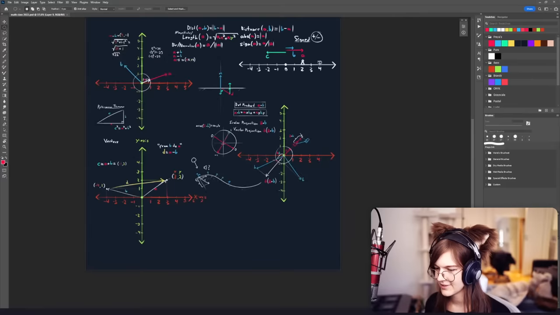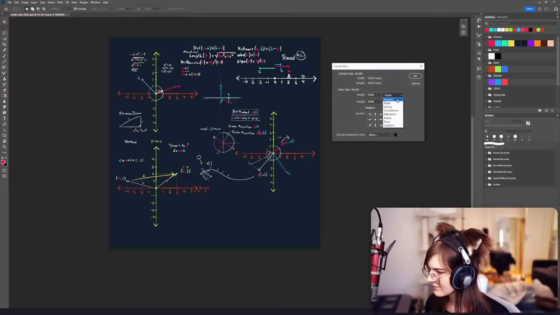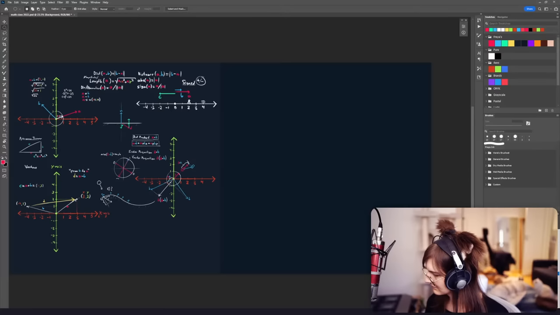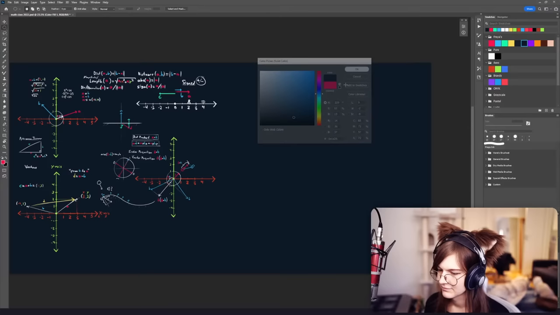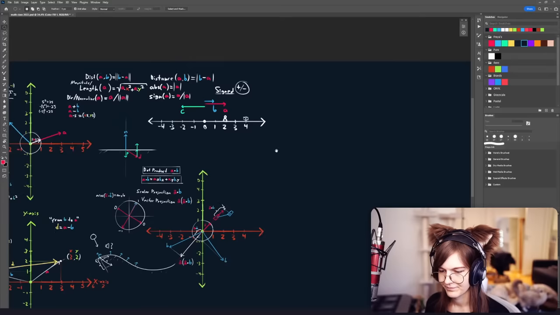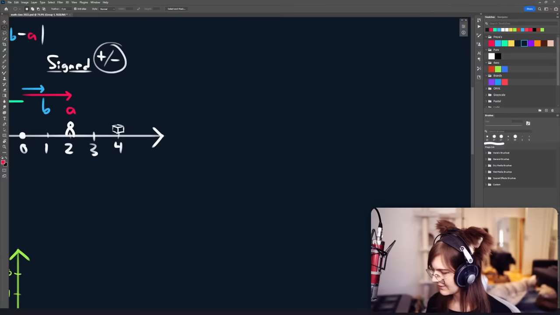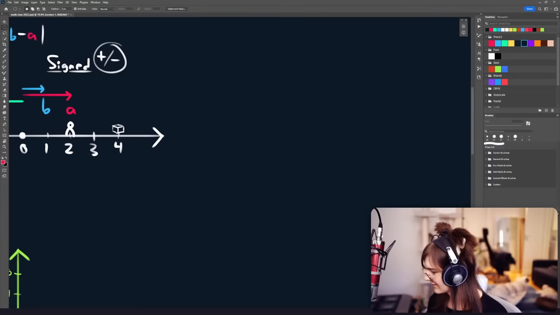We also need a bigger canvas. Where's the solid color? There we go. This is a good background color. Okay. I need to organize this a little bit. Lecture one. There we go. Layers are complicated.